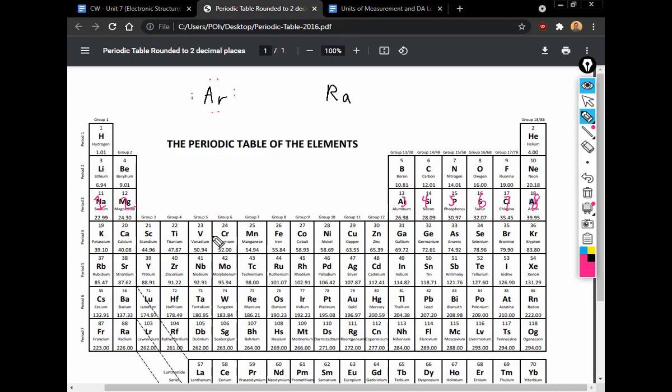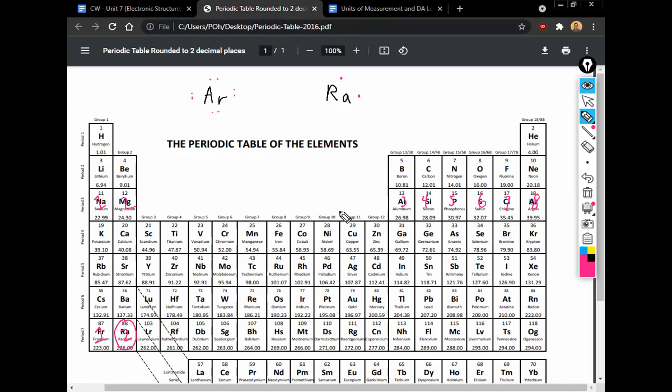Wow. Yeah, it's stupid easy. Okay, let's do radium now. Radium is down here. How many valence electrons does radium have? It's in box number 1, 2. So it's going to have 2.